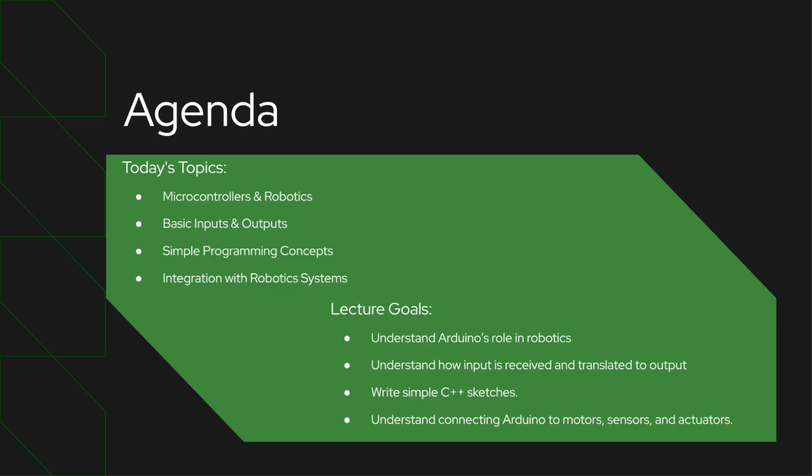So again, the goal is you're going to understand how Arduino fits into the robotic world, the robotic systems, and how it allows sensors to talk to each other and to actuators, and tell actuators and joints what they need to do. By the end, the goal is you will hopefully have written your first Arduino sketch, and you'll understand what's actually happening behind the scenes.